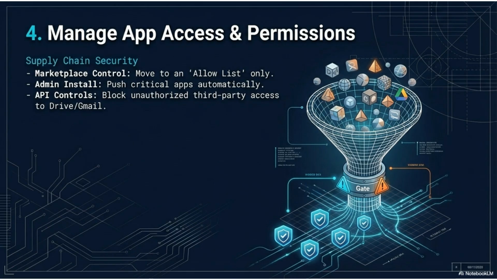Pillar 4 is managing app access and permissions for supply chain security. Move to an allow list only. Automatically push critical apps and block unauthorized third-party access to critical services using API controls.